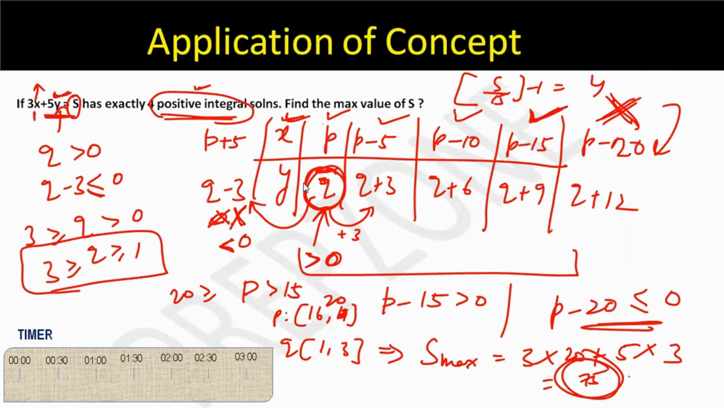Sir? Yes. Sir, shouldn't it be p minus 25 less than or equal to 0, because p minus 20 is already okay. Fourth solution. Okay. Vishal, there is a lot of noise. Why would p minus 25 come? Because p minus 20 is not a solution, right? You only have 4 solutions. So p minus 5, p minus 10, p minus 15 is a solution. P minus 20 is not a solution.